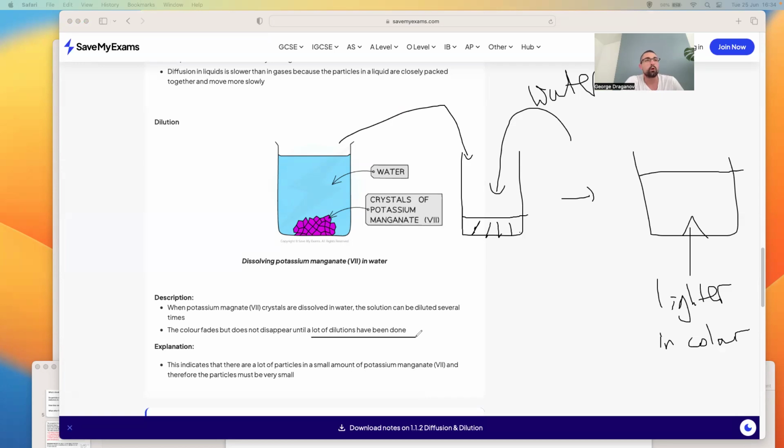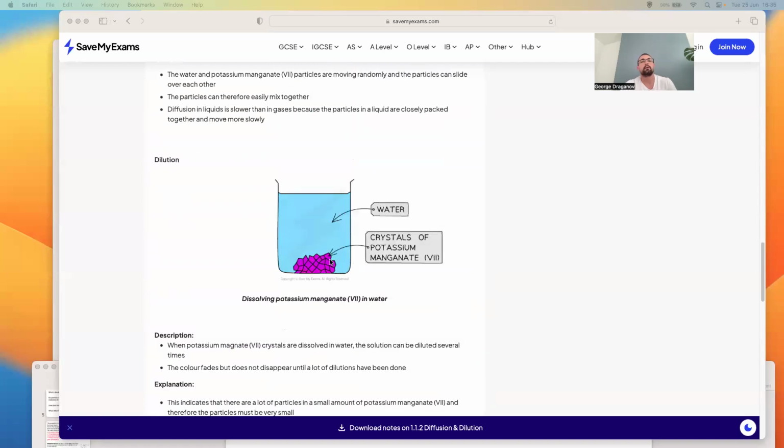Just like if you're making squash or Ribena, you put some squash and you put water. The more water you add, the more diluted it is. The explanation is that this indicates there's a lot of water and a small amount of potassium manganate, and therefore the particles must be very, very small. Right, so we've looked at diffusion, which is when these particles spread through the water. Don't confuse it: dilution is when you simply add more water. Diffusion is how the manganate essentially dissolves, by diffusing from a high concentration to a low concentration.